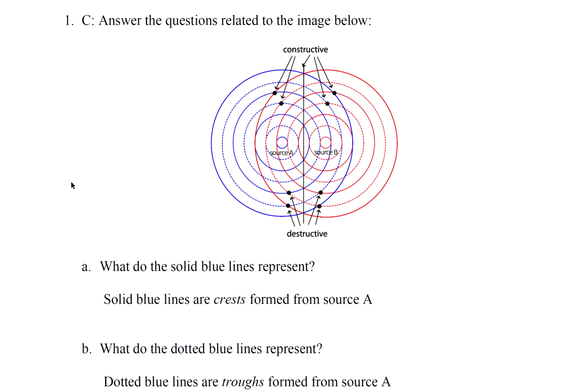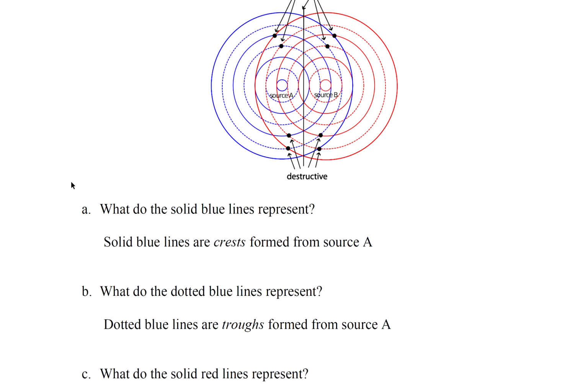Part B. What do the dotted blue lines represent? Dotted blue lines are troughs formed from source A. You have to remember what crests and troughs are. Crests are the top part of a wave, troughs are the bottom.